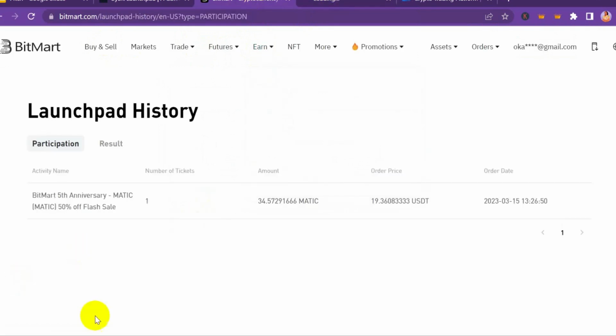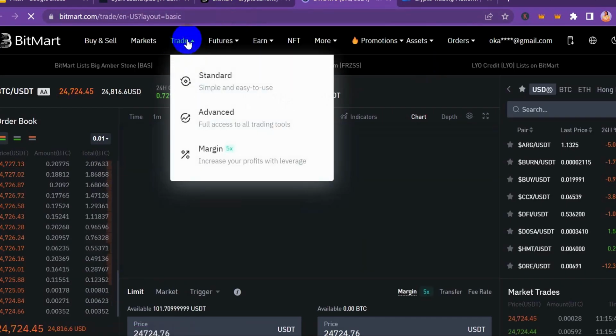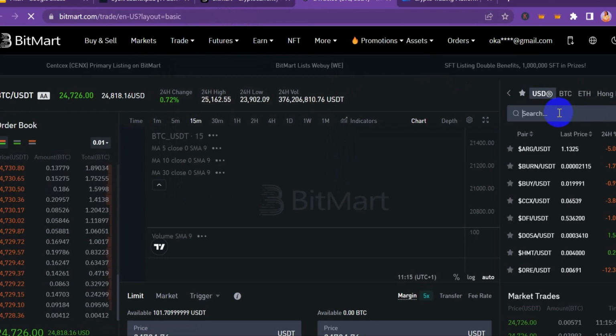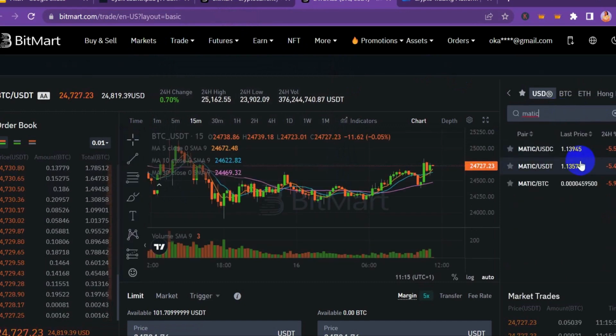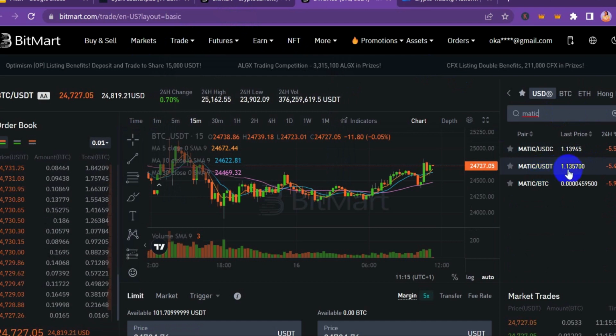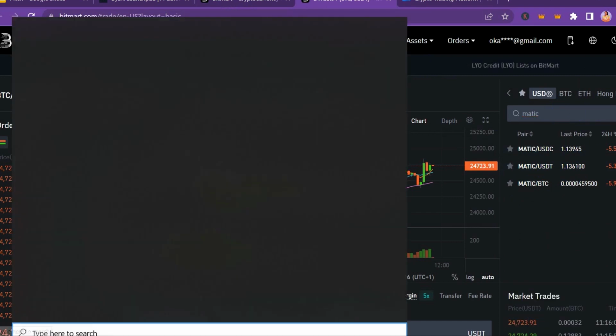So people that got this launchpad, I was not able to get. People that got this launchpad actually bought Matic at $0.56, while they sold for, I'm going to show you, let me search for Matic. Okay, they sold for $1.13. So you can see the profit margin, right? Yeah, so you can see that it's not so bad, right?